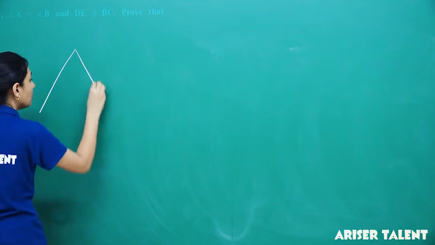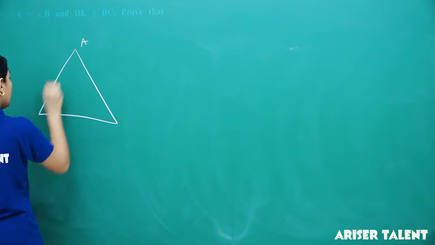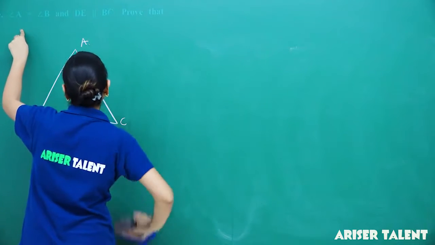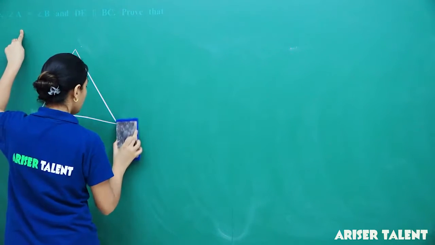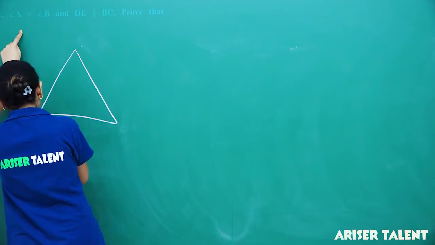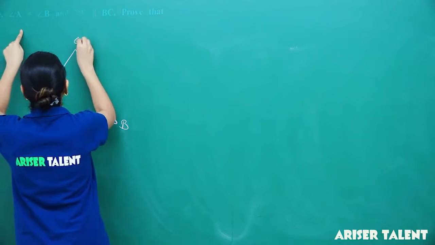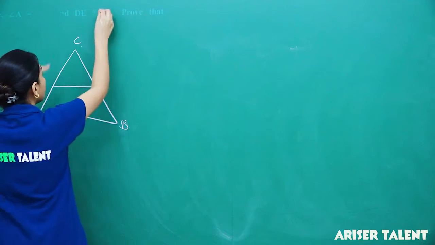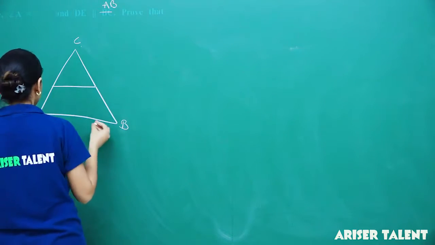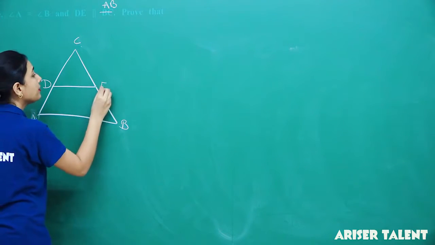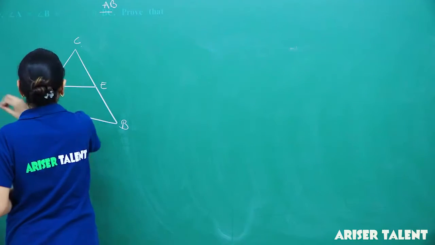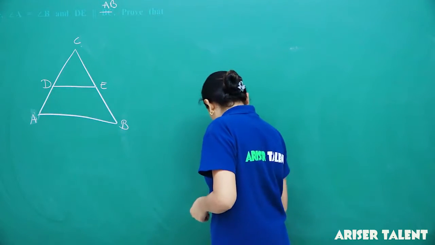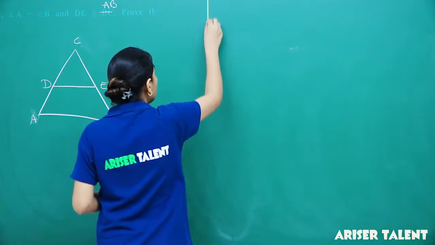Now draw the figure, that was triangle ABC. Here we'll have this AB as the base because these angles are equal, and DE parallel to AB. Now students, correct, this is AB. So DE is parallel to AB, prove that AD equals BE. Now students, what will we do?